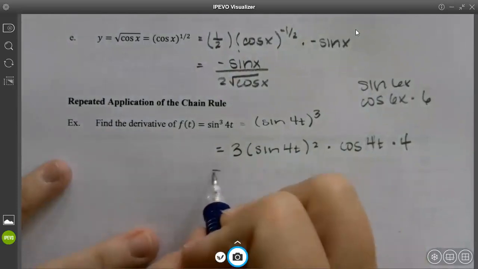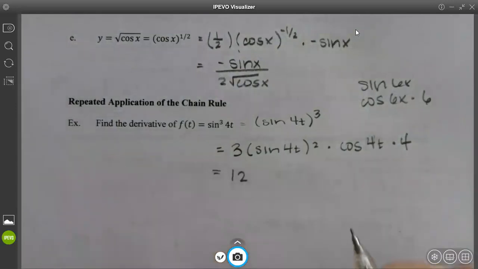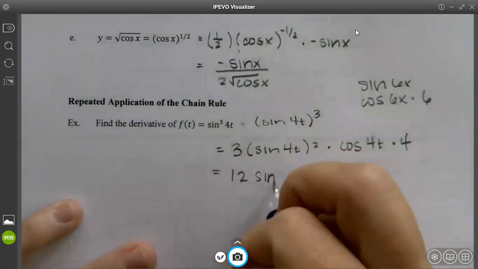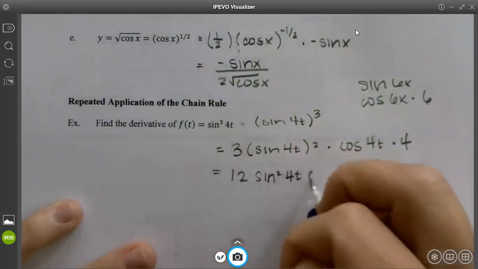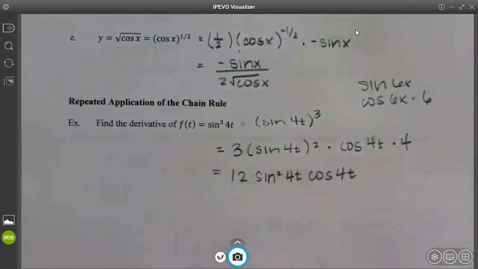So then finish it out. What's 3 times 4? I need something for this. Sine squared 4t, cosine 4t. Again, if you have it flip-flopped or anything like that, you're good to go.